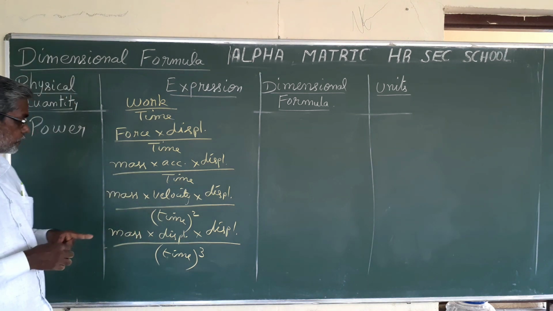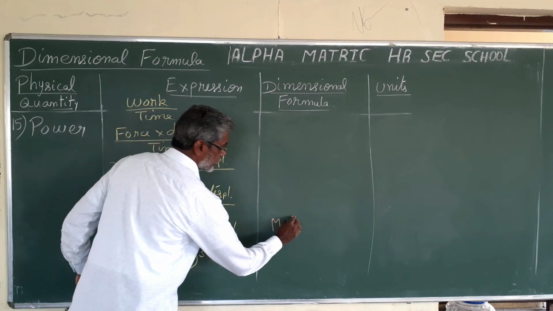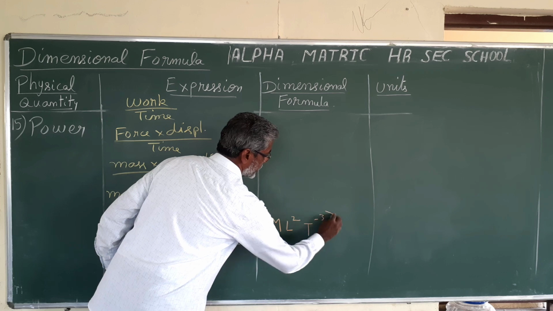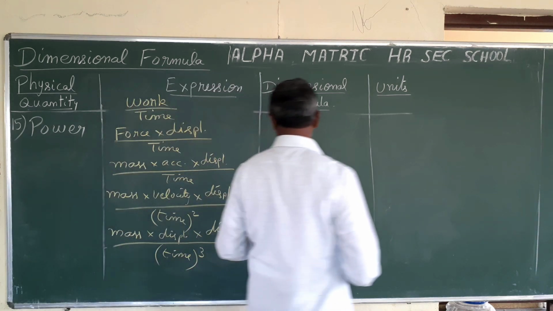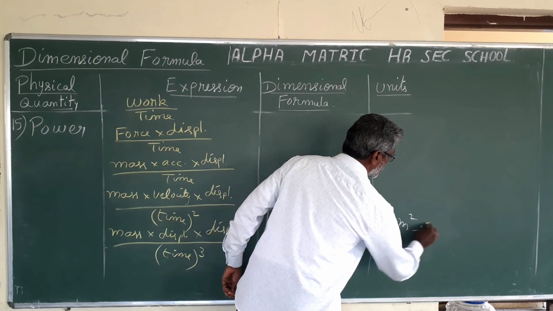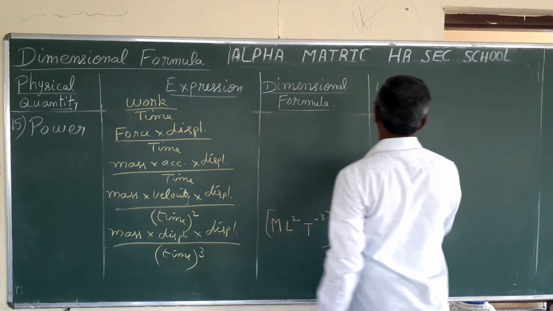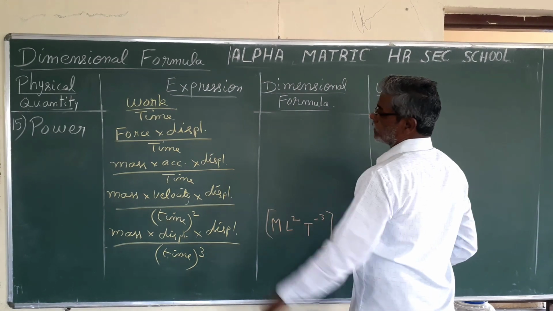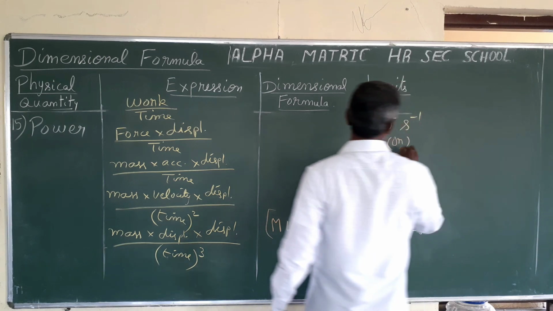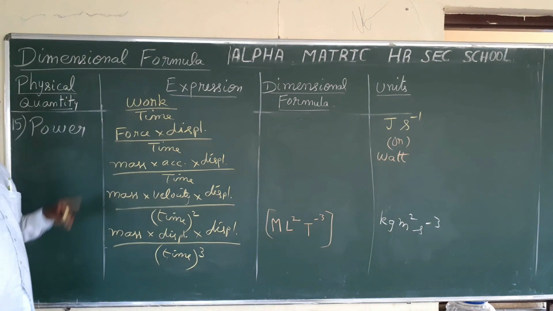Now we write the dimensional formula for this. Mass M, displacement L, here one more displacement, so L square. Time T cube, bring it to the numerator, it becomes T to the power minus 3. Now the unit for this: mass kilogram, meter square, second to the power minus 3. The other unit for power is work by time, joule per second. It's called watt. So the unit for power is watt.